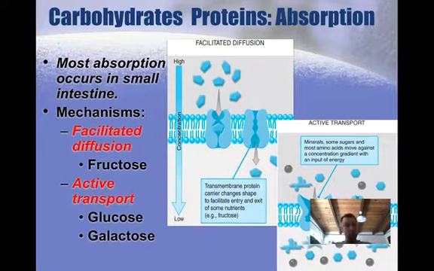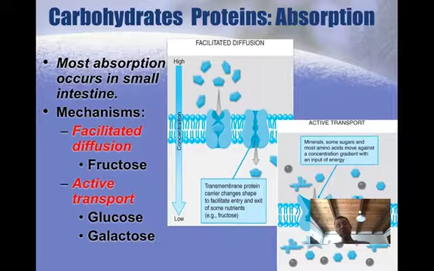How do they get absorbed across the membrane of the small intestine? The two little graphics that we have on the slide here show the membrane of the small intestine. Remember those little microvilli? This is where the absorptive magic occurs. Carbohydrates and proteins, so again, monosaccharides and the amino acids, are absorbed through two different types of mechanisms. One of them is called facilitated diffusion, and that's the graphic in the middle of the screen. Fructose is absorbed through that process called facilitated diffusion.